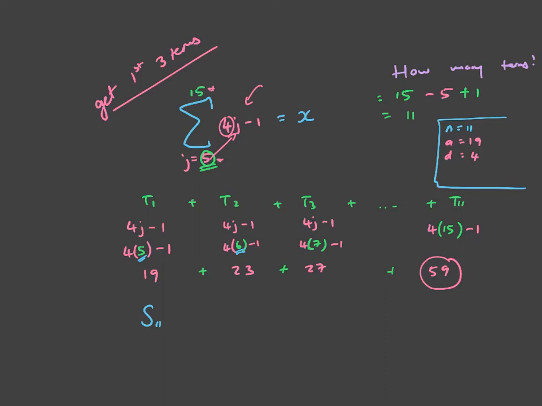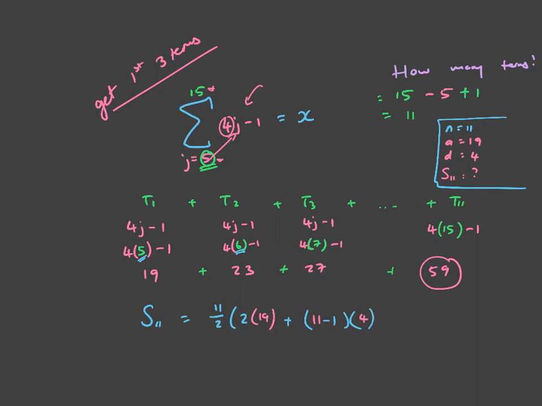And what else do we need? Oh, we need to know x. In other words, we want to find the sum of the first 11 terms. That's what we want. So the sum of the first 11 terms is equal to 11 divided by 2, and then 2a, and a in this case is 19, plus n minus 1. There are 11 terms in the sequence, so 11 minus 1, right? And the common difference is equal to 4, right?